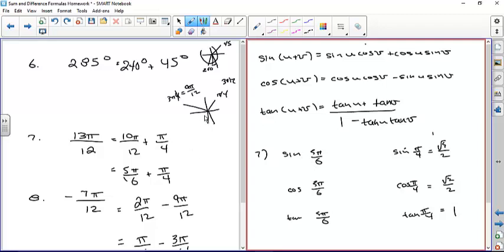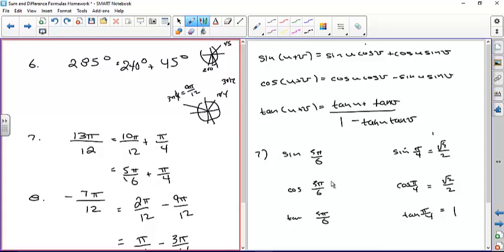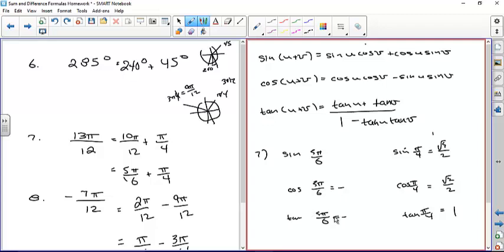Now, 5 pi over 6 is over here. So if I draw this unit circle, I'm going to have a negative cosine, and as a consequence, I'm going to have a negative tangent.